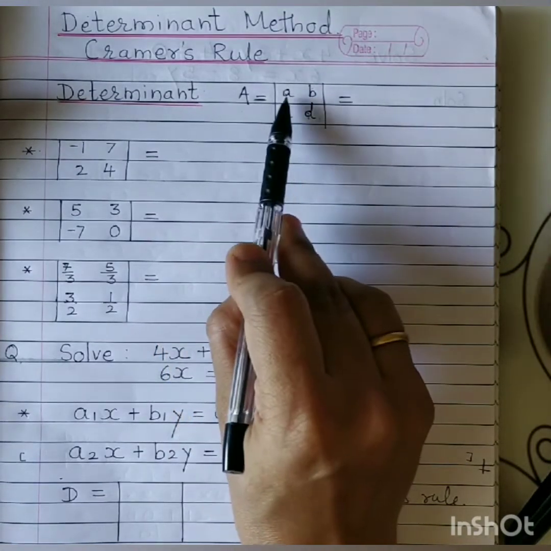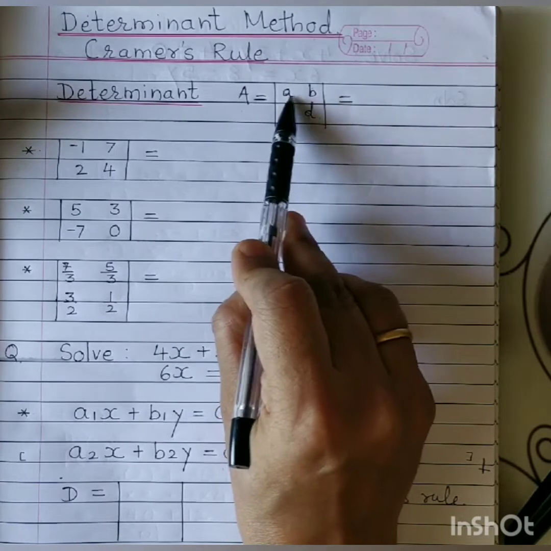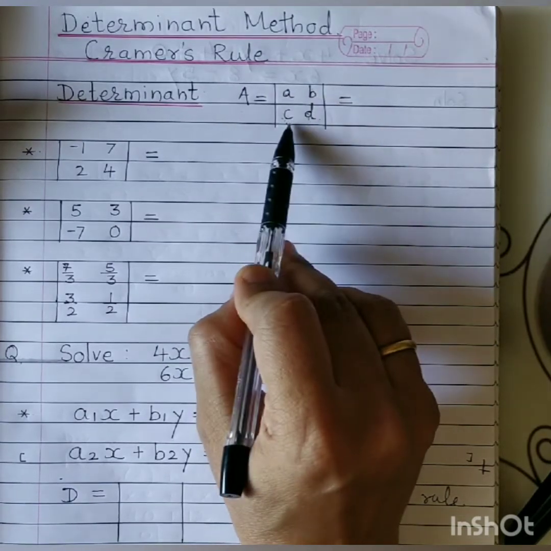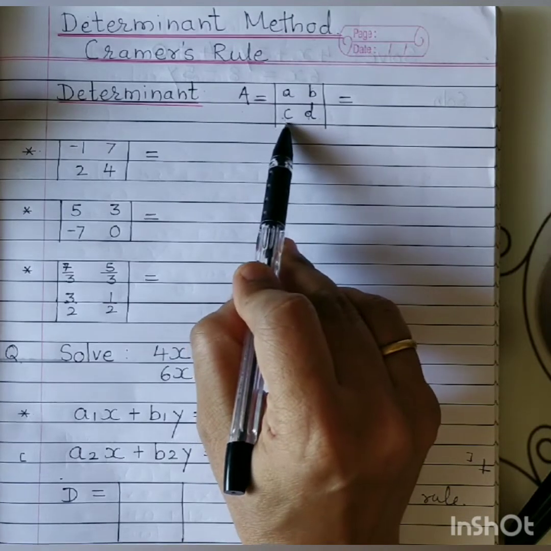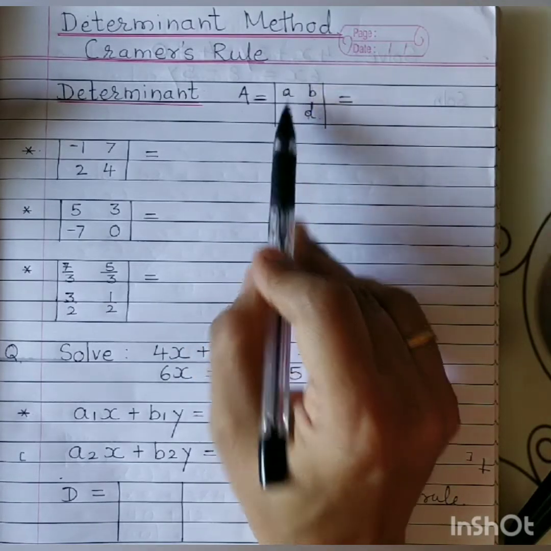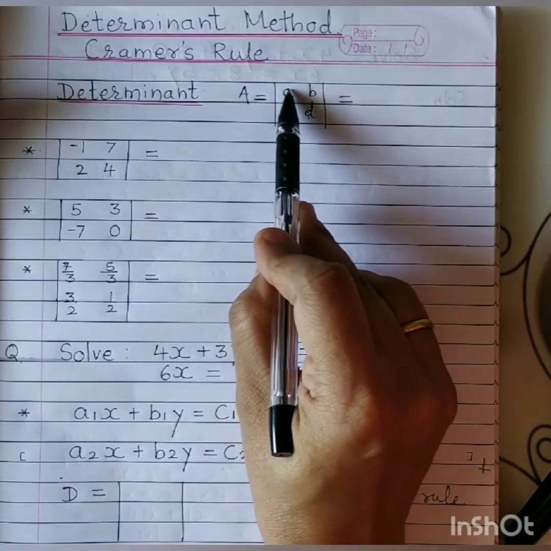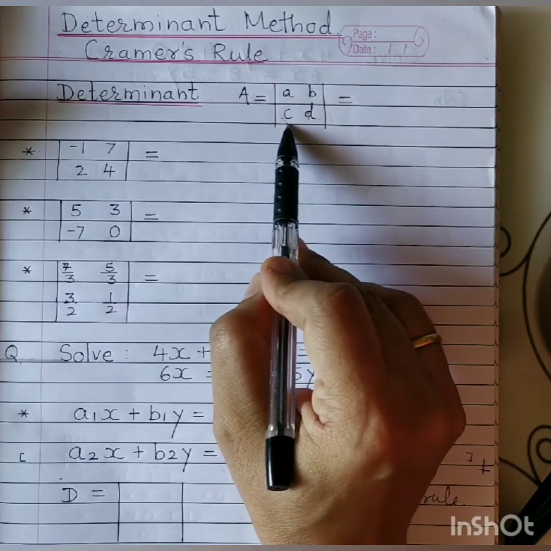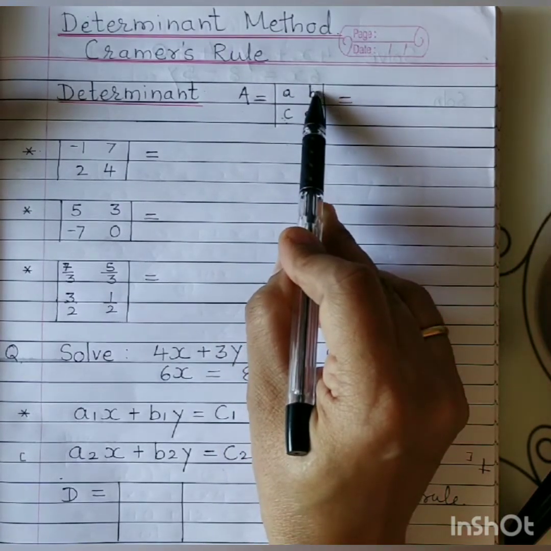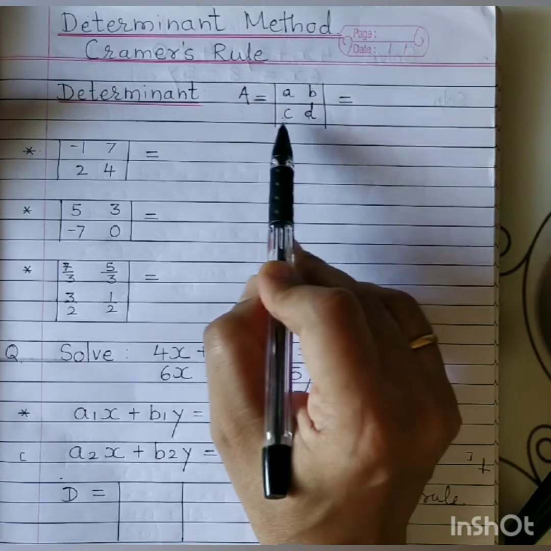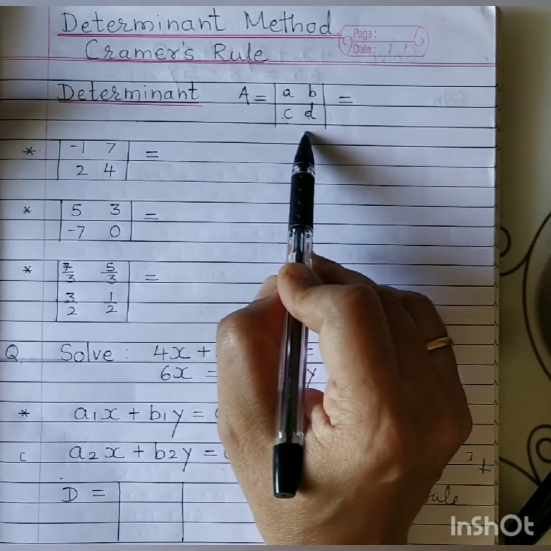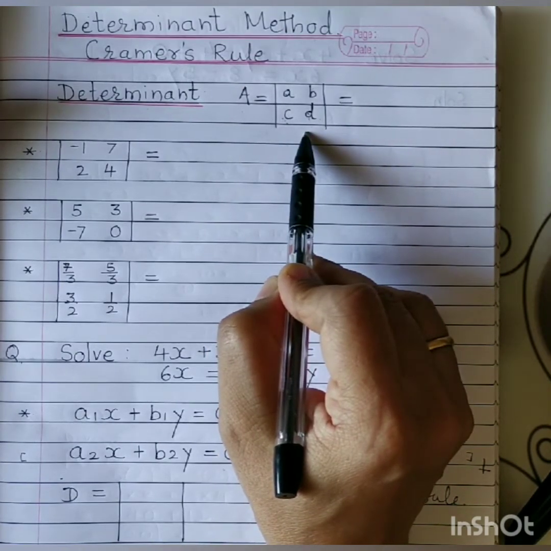Okay. Row wise, if you see, there are two elements A and B in the first row, and C and D in the second row. You can also look at it column wise. In the first column the elements are A and C, in the second column B and D. Since there are two rows and two columns, we call this a determinant of order 2.